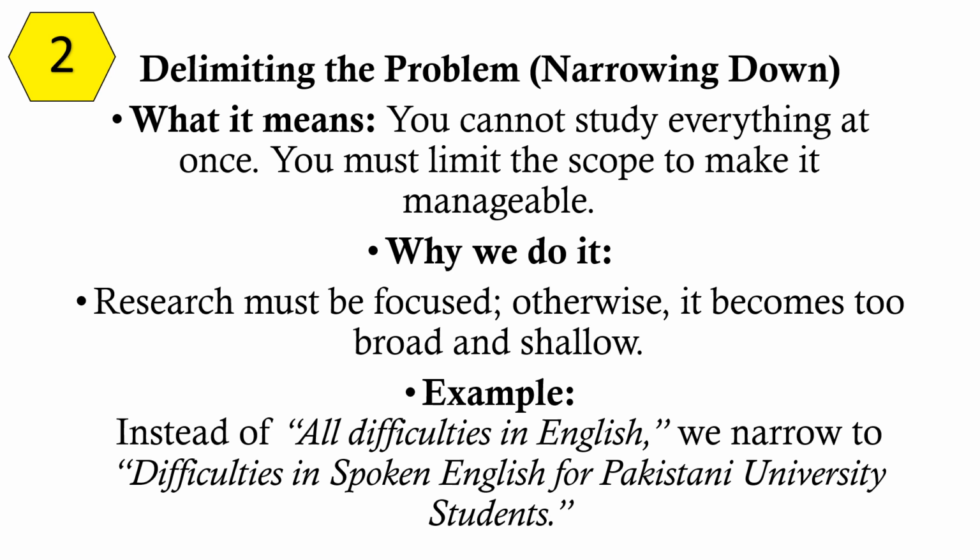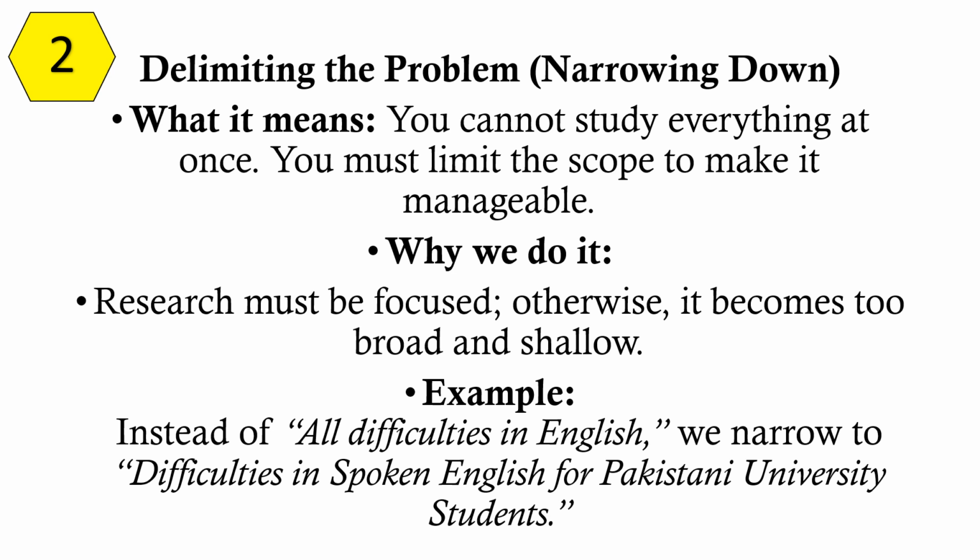Now I have to delimit the problem. Like it can be too general, it can be too wide. So I have to bring it to something specific. If I talk about speaking confidently, there can be so many things. It can be their geographical background, it can be their financial status, it can be their educational status, it can be their schooling, it can be their college they studied in, it can be the environment they get in their houses. So you cannot study everything at once. You must limit the scope to make it manageable.